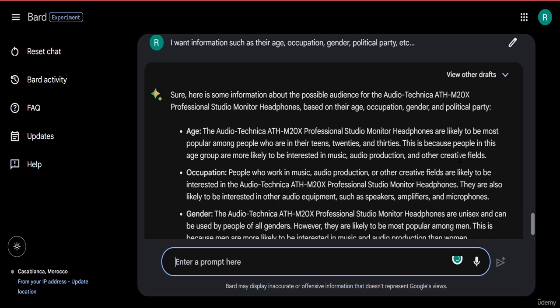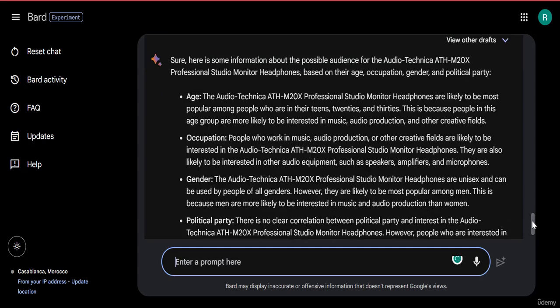Because if you don't know this information, then you would spend some money targeting all ages, and you'll just end up wasting money just to come to the conclusion that people that buy this product are people between their 20s and 30s. Occupation, it's people in music, audio production, creative fields, right? And yeah, so it's pretty good. It's pretty good.